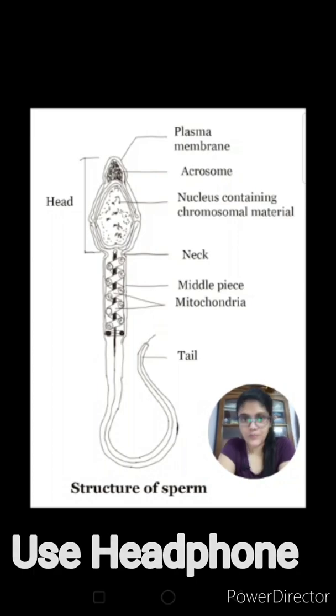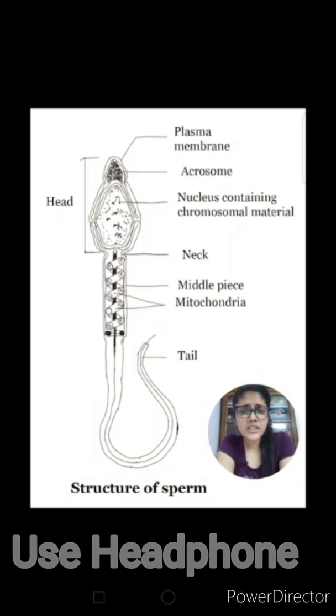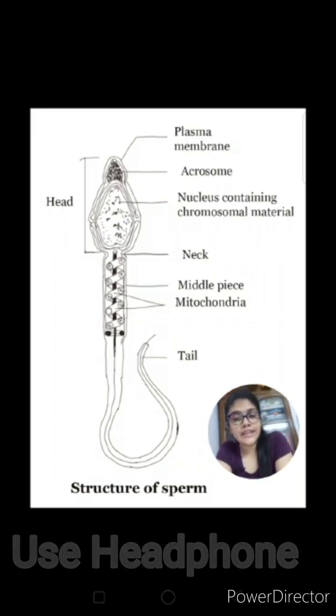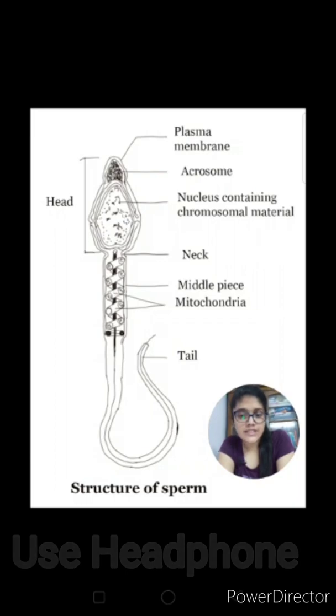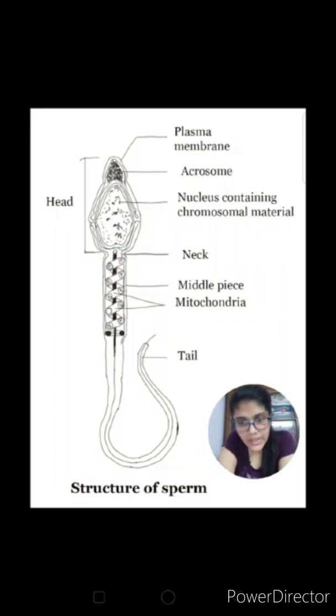Now, in the head region, there is a portion termed as acrosome, which is nothing but the cap-like structure which you can say protects the nucleus containing the DNA material. Now, the acrosome contains enzymes such as lytic enzymes, one of the predominant enzymes being hyaluronidase, which helps in penetration of the ovum.